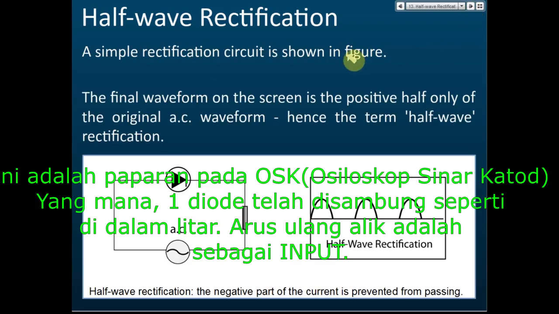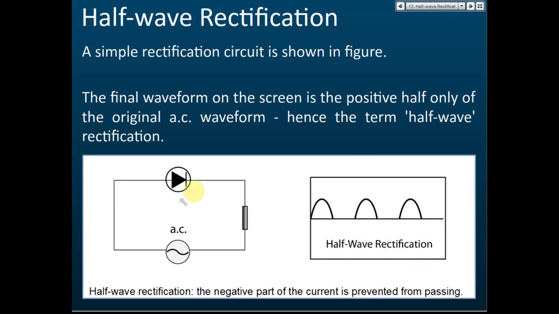Half wave rectification. Let's say initially we have an alternating current. This is the display of the cathode ray oscilloscope. For alternating current, the display is something like this, right? We discussed this a few weeks ago, I think two weeks ago, the display of alternating current in a cathode ray oscilloscope.